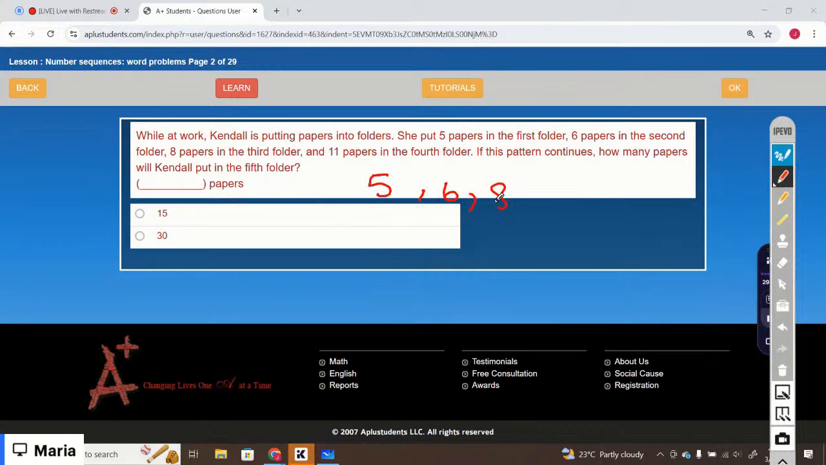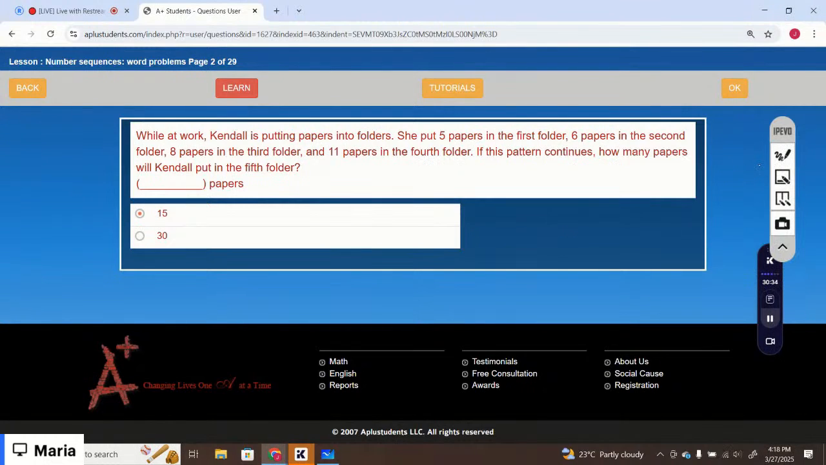5, 6, 8, 11. 5 plus 1 is 6. So each time the numbers are increasing, and the amount added goes up by 1. So for the next one, you need to add 4. So 11 plus 4 is 15. The next number in the sequence is 15. Option number 1 is the correct option.